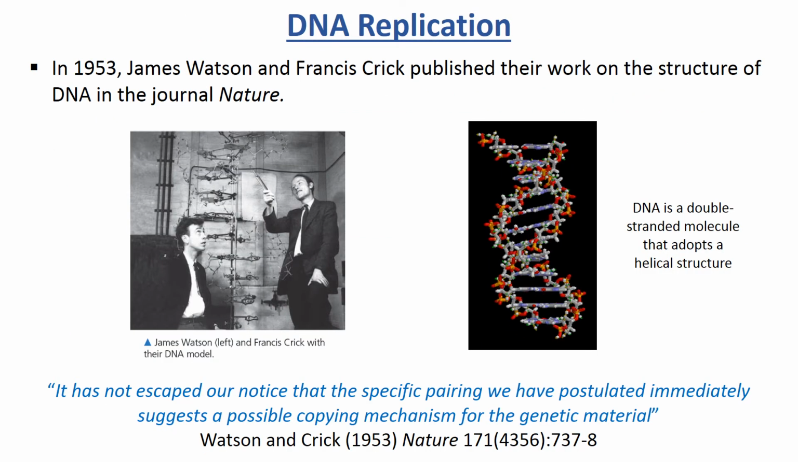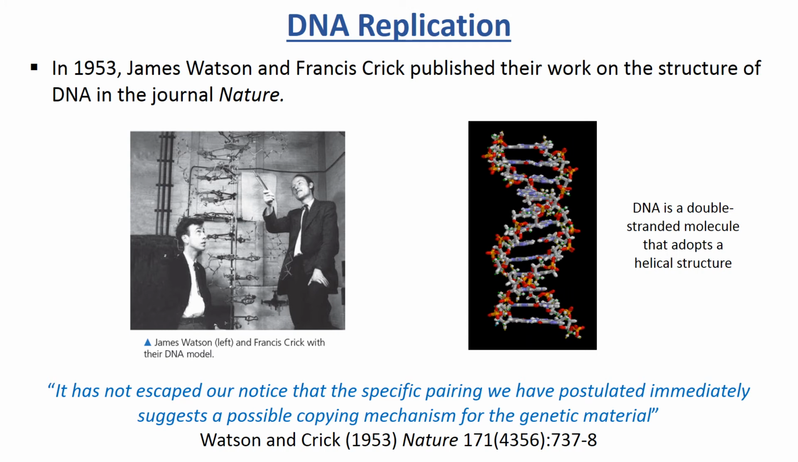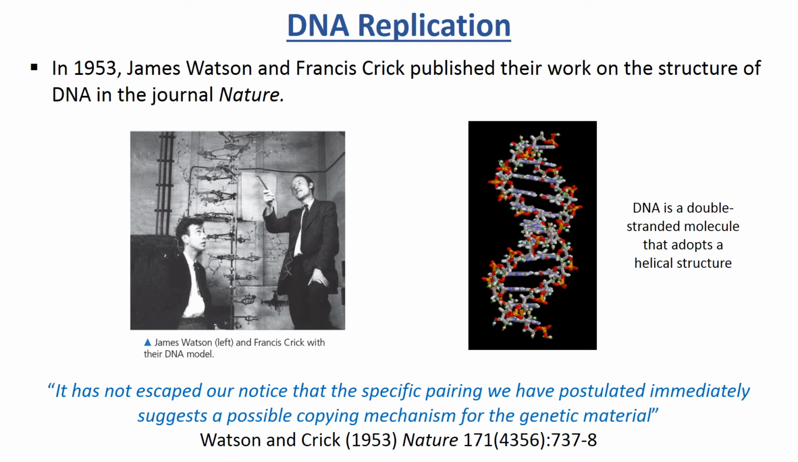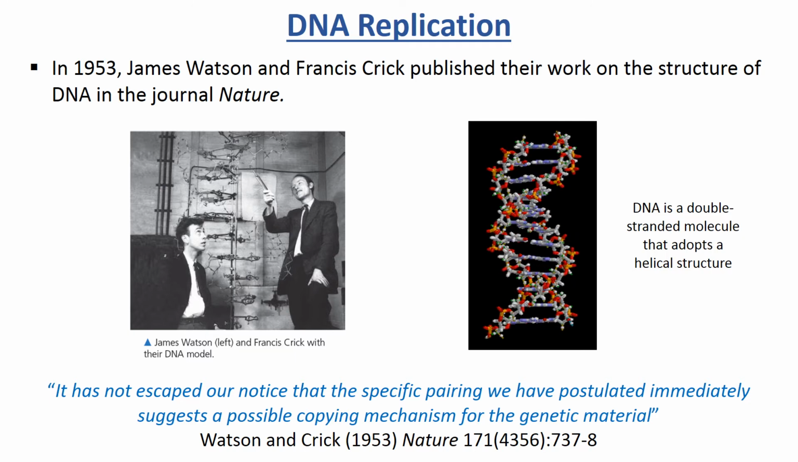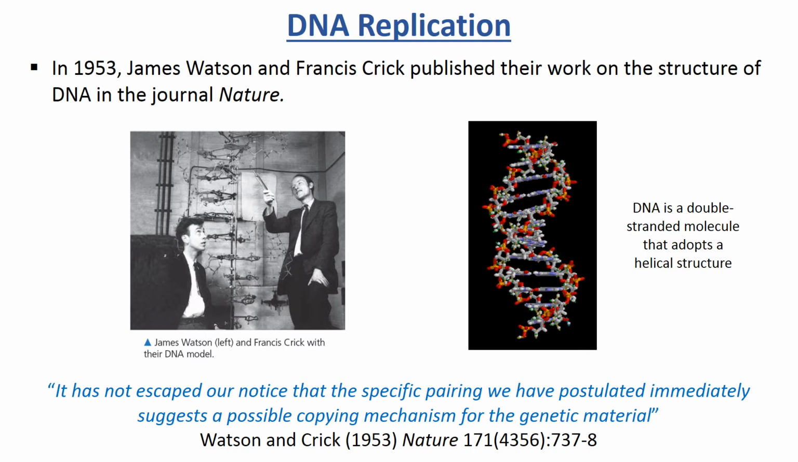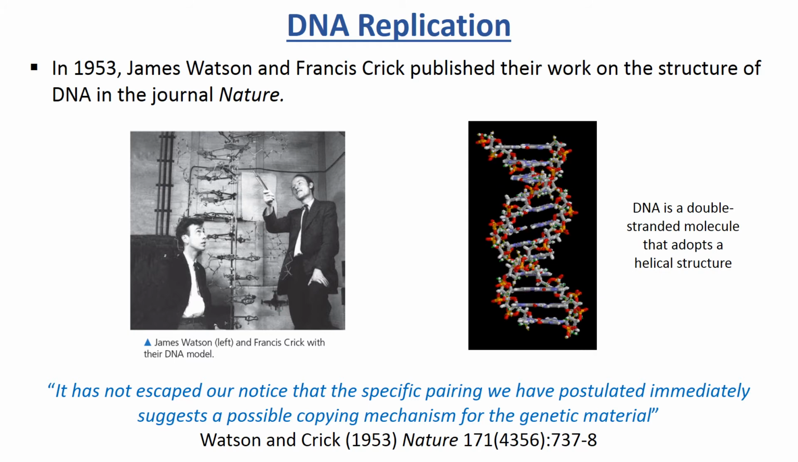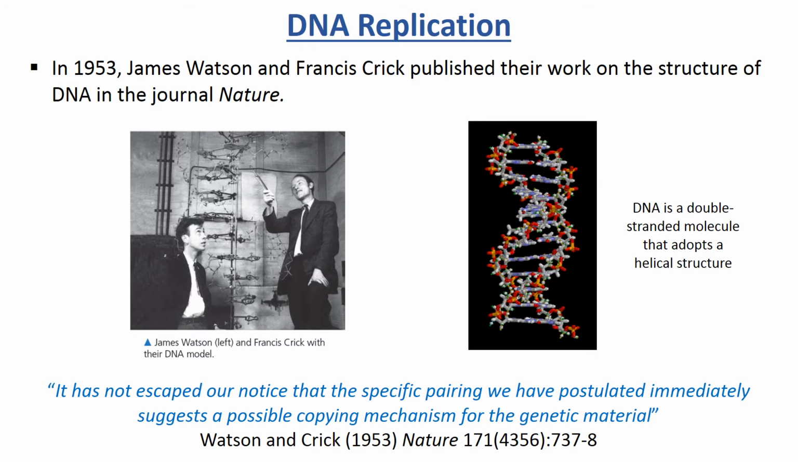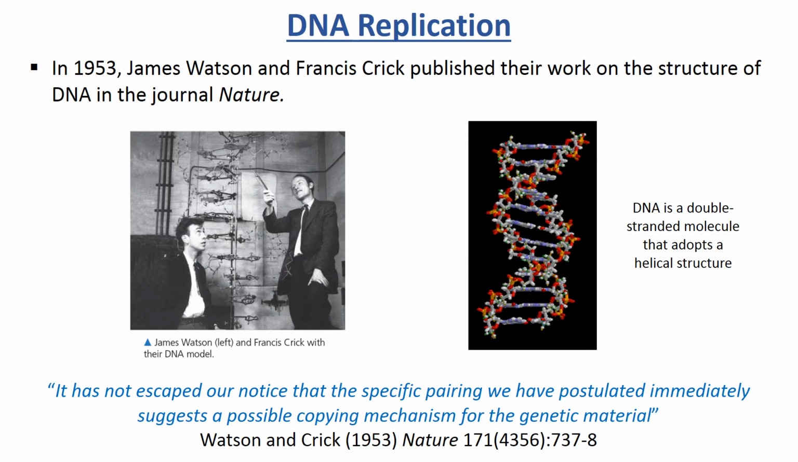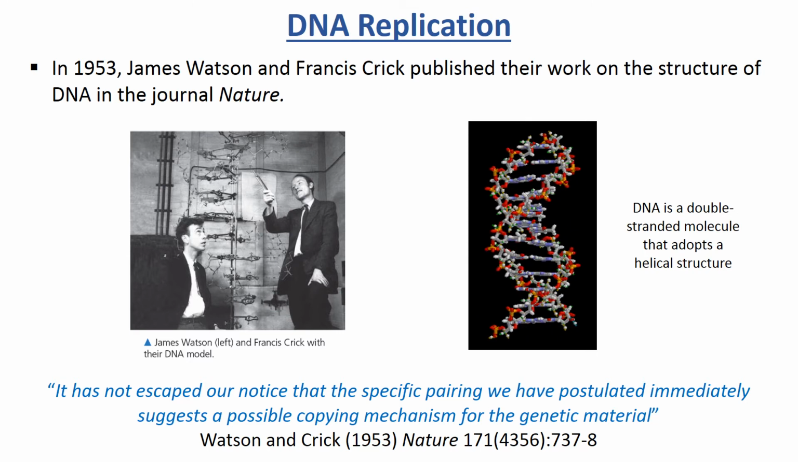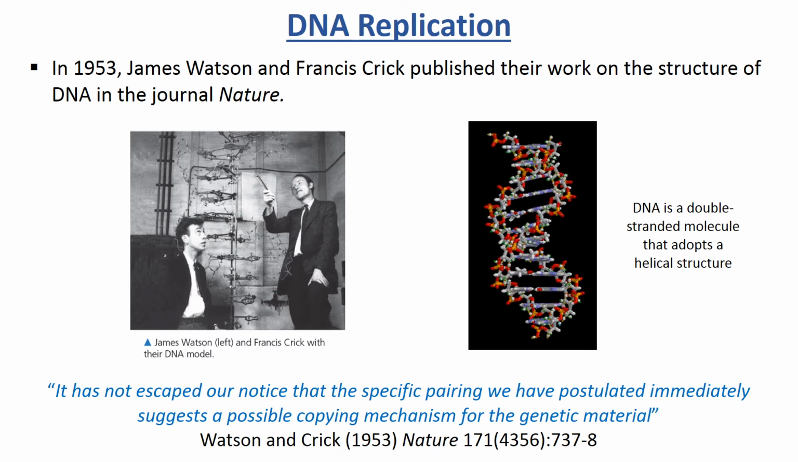A major advance in understanding DNA replication occurred in 1953 when James Watson and Francis Crick published their work on the structure of DNA in the journal Nature. Here Watson and Crick built a model which they proposed corresponded to the structure of DNA. They proposed that DNA was a double-stranded molecule that adopted a helical structure, where each of the DNA strands ran in opposite directions.